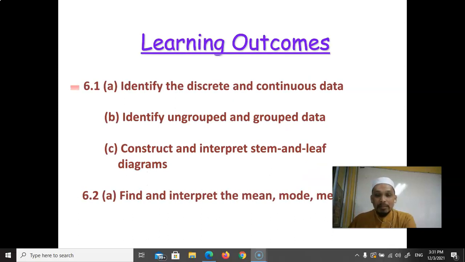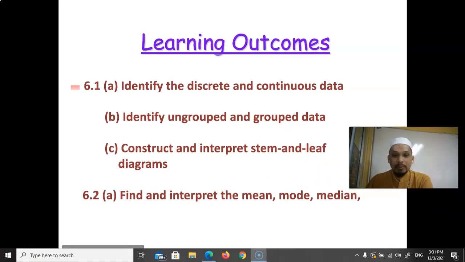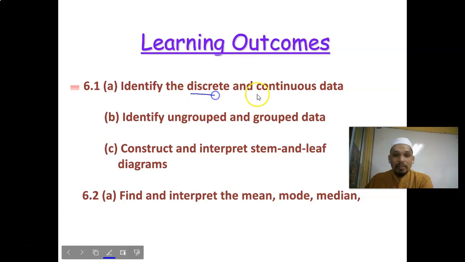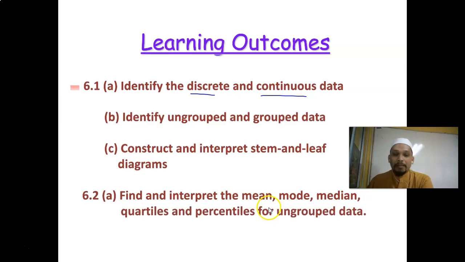Here we are going to identify discrete and continuous data, ungrouped and grouped, construct and interpret stem and leaf diagrams, and interpret the mode, median, and mean, and also quartiles and percentiles. These are all the things that we are going to discuss for the first part of our lecture for topic 6.